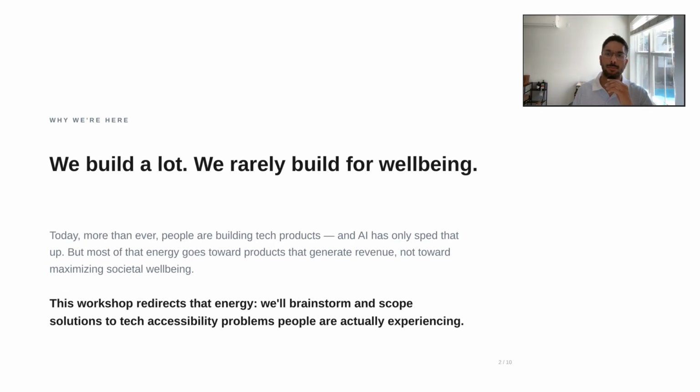Today, more than ever, people are building tech products, and AI has only sped that trend up. It's never been easier to build. But if you look at where all that energy goes, most of it is aimed at products that generate revenue, not necessarily at maximizing societal well being. So, the whole point of this workshop is to redirect some of that energy. We're going to brainstorm and scope solutions to tech accessibility problems that people are actually experiencing, not ones we imagined from the outside.